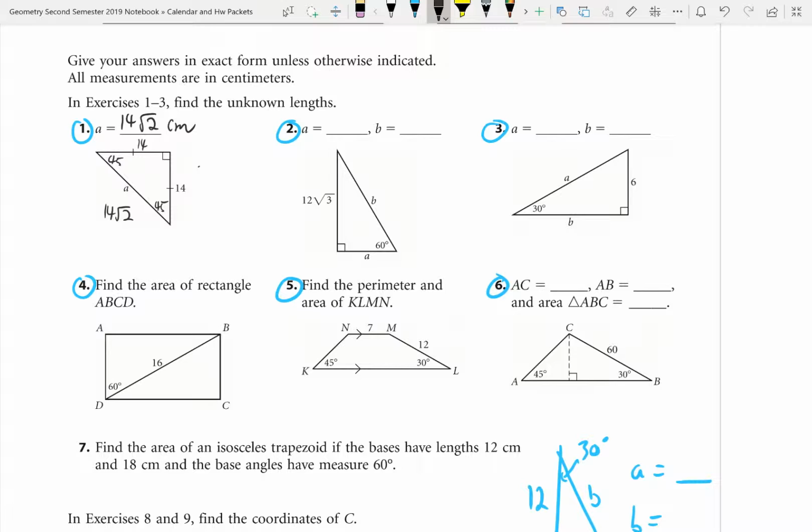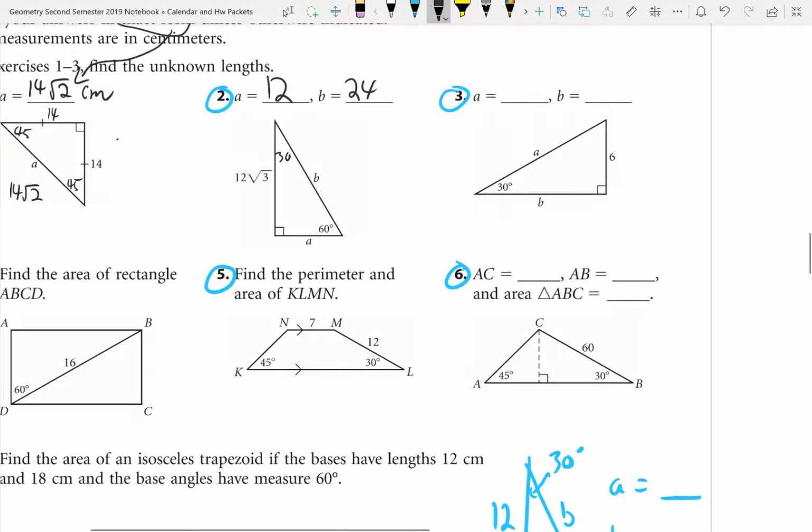Right, so if you were to say 14 times square root 2, you would get about 19.79, or like 20. And if you said that on a test, I would only give you half credit for that. So you have to make sure you leave it in exact form. Okay, so no decimals. Yeah, so exact form means that. Okay, so this is a 30, 60, 90 here. So that's going to make A 12, and B is twice 12, or 24.